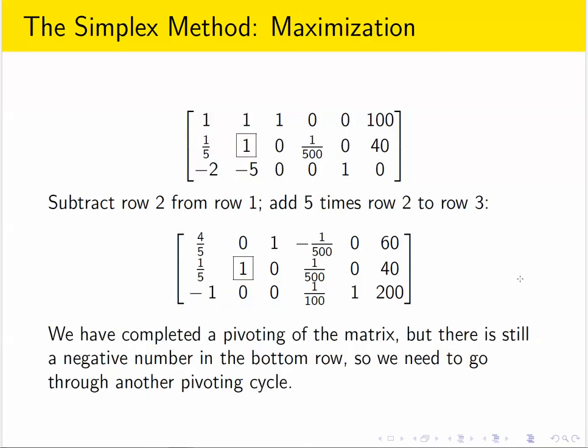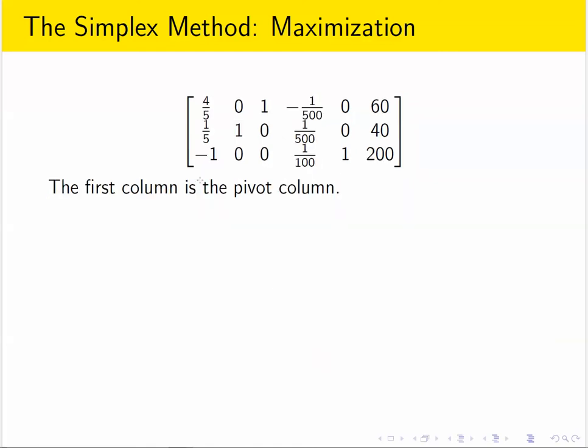Now we've completed a pivoting of the matrix, but we see a negative number still in the bottom row. So we have to go through a new cycle of pivoting, which means finding a new pivot to begin with. The only column with a negative number in the bottom row is the first column, so it must be the pivot column. And then we look at test ratios.